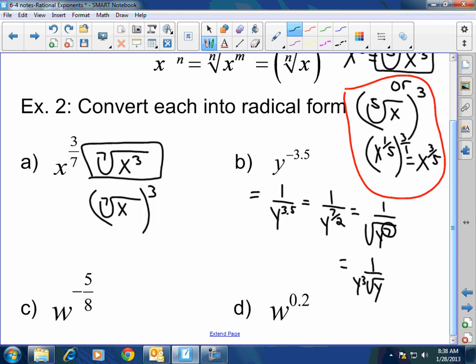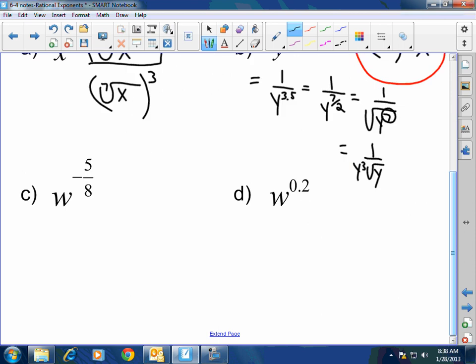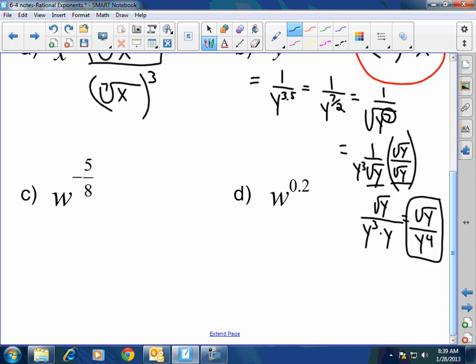I need to rationalize because I cannot have radicals in the denominator, so I'm going to multiply both top and bottom by the square root of y. So I'm going to have the square root of y over y cubed times the square root of y times the square root of y, which is another y. So I have the square root of y over y to the 4th. Okay, absorb that. We're going to do another one right now.